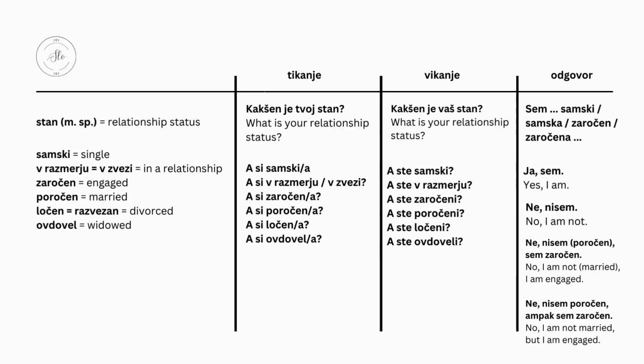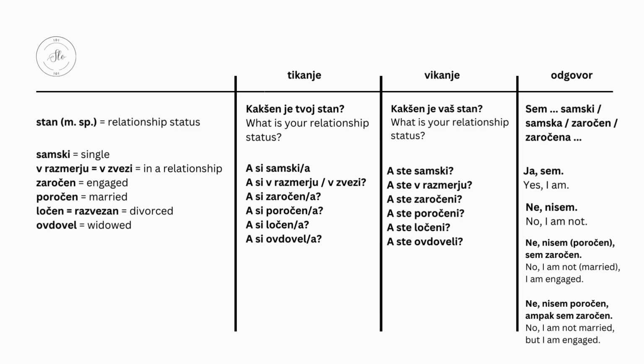The last category we will cover in this video is stan, which means relationship status. I already covered this topic in the video on family, and I will leave the link to that video in the description box. So, I will be a little bit more brief this time around. On the left-hand side, we have different options when it comes to a relationship status. So, if you are filling out a document, for example, there might be a category stan with those options listed.